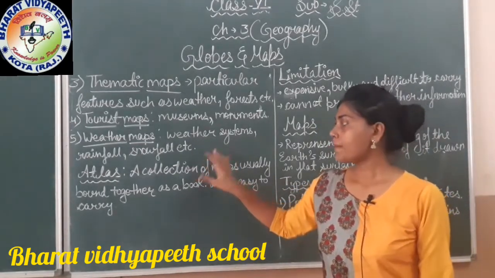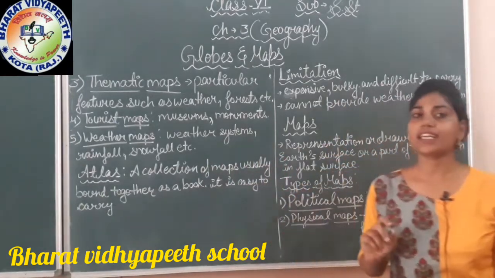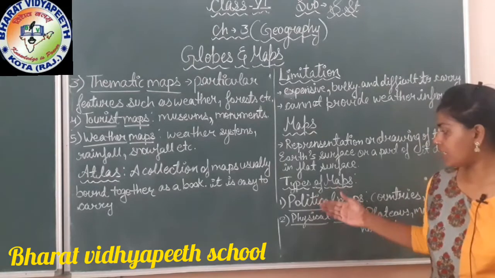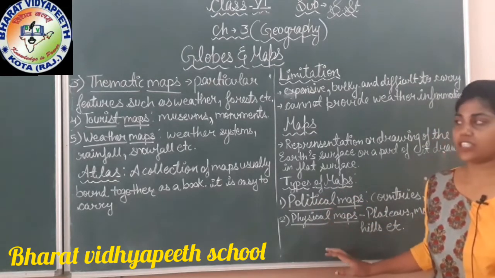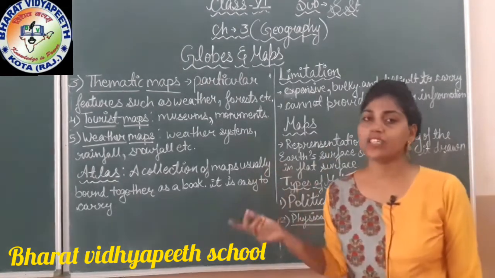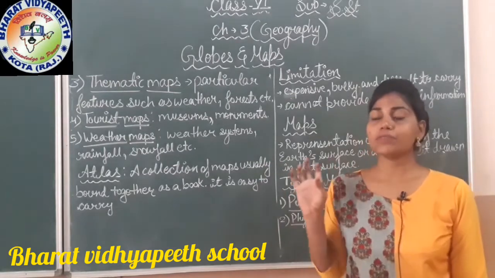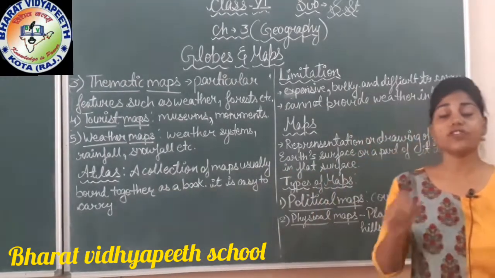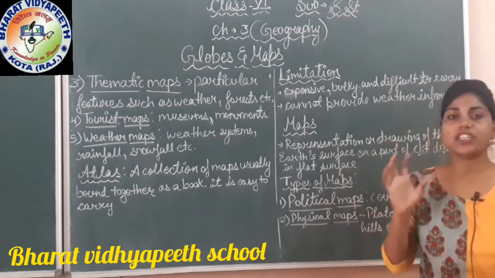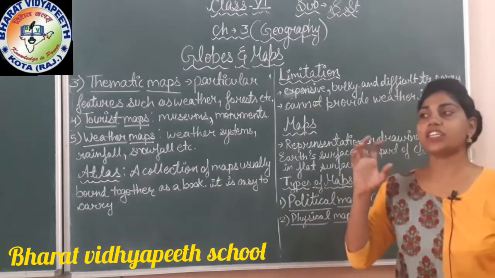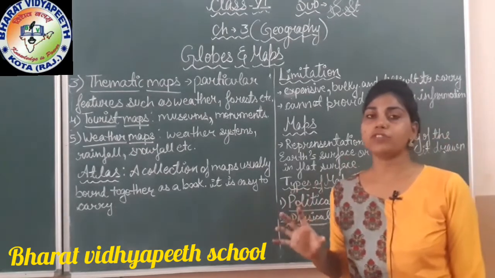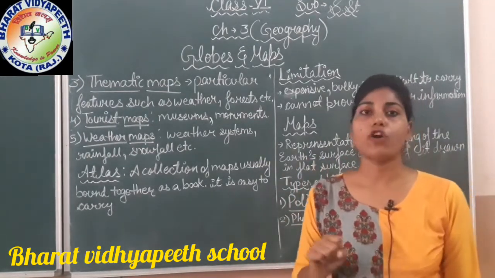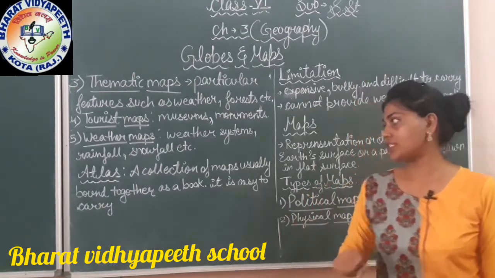After this map, the second thing is the atlas. What is an atlas? As we know, there are different types of maps: political map, physical map, tourist map, weather map, and thematic map. All these maps are included in an atlas. An atlas is a collection of different types of maps of different countries, different states, different islands. This is a collection of maps bound in the form of a book. That book is known as an atlas.